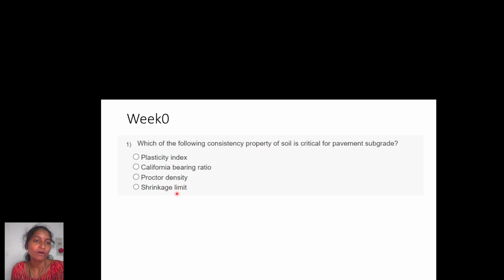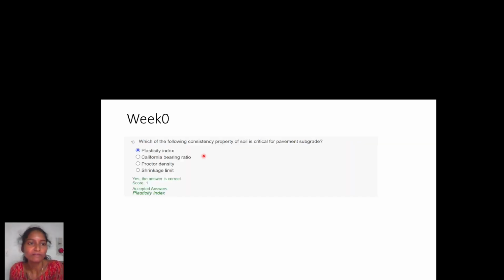Out of four options, the consistency properties are the shrinkage limit, liquid limit, and plastic limit. The California bearing ratio and proctor density are not consistency properties. So the option could be either plasticity index or the shrinkage limit. Out of these two, the main important consistency property is the plasticity index, because the plasticity of the soil plays a critical role in selecting the soil for pavement construction. So plasticity index is the main consistency property.